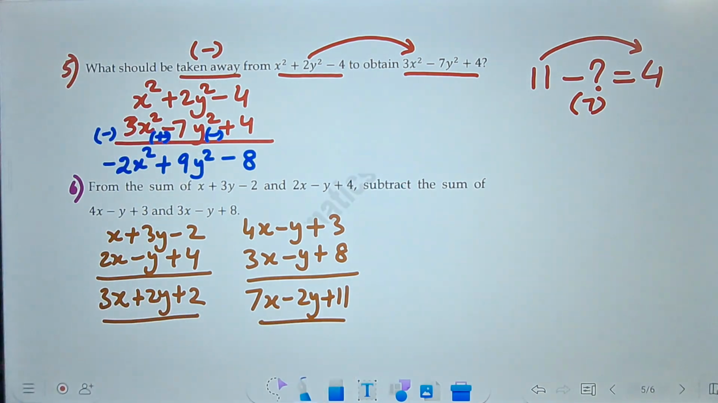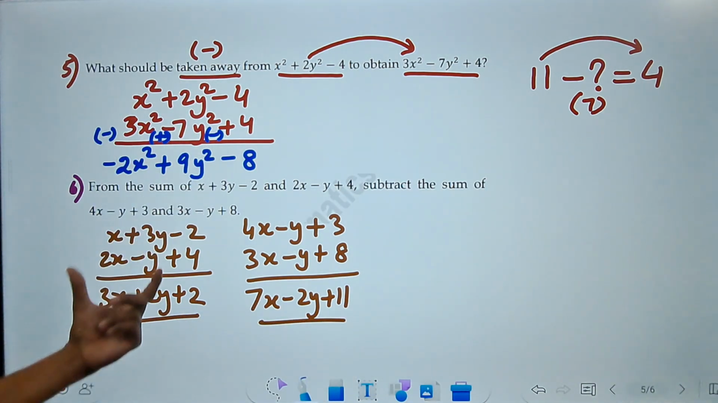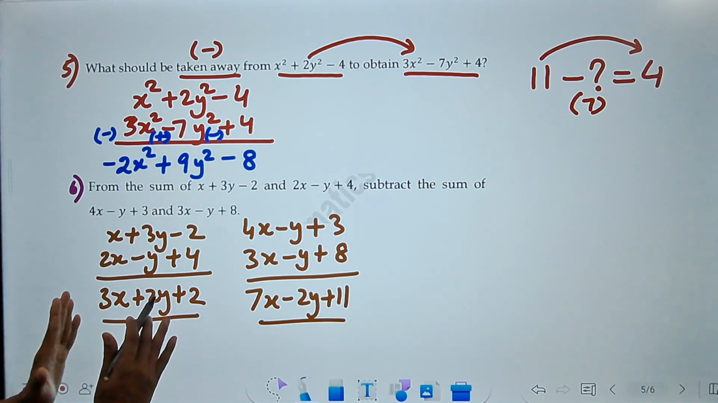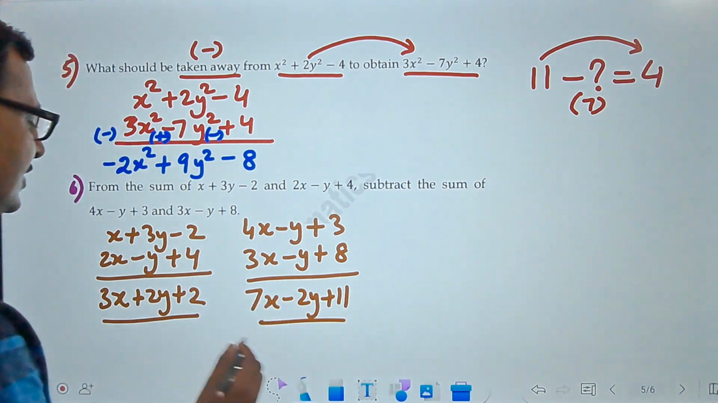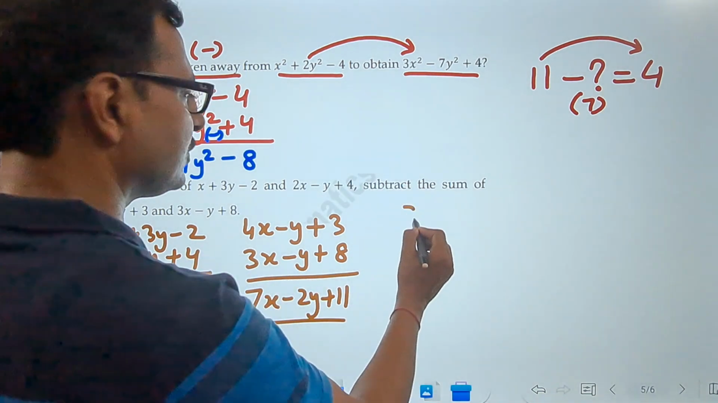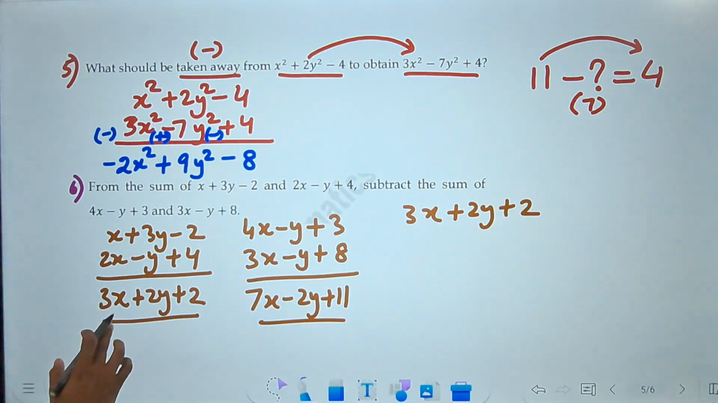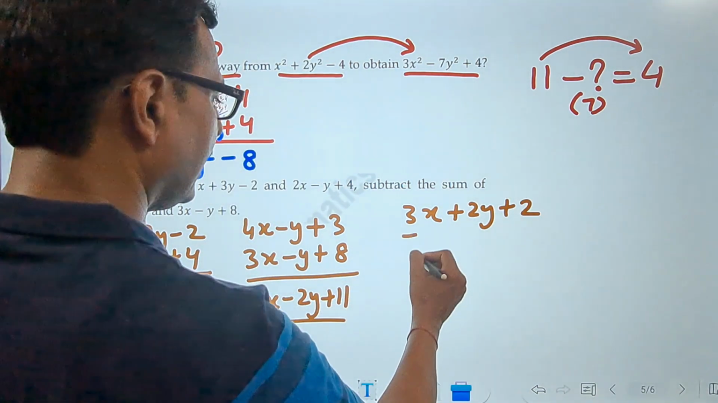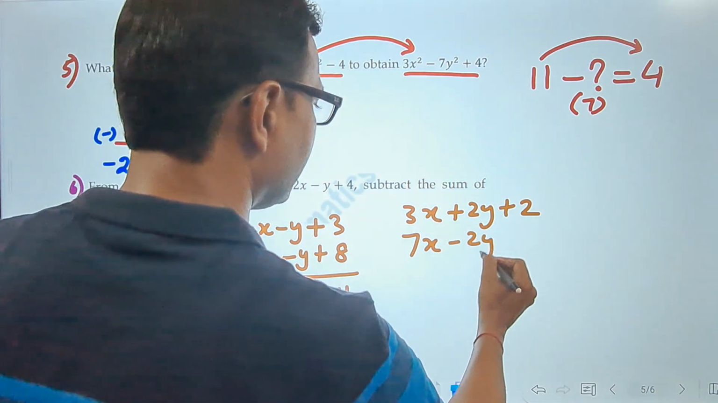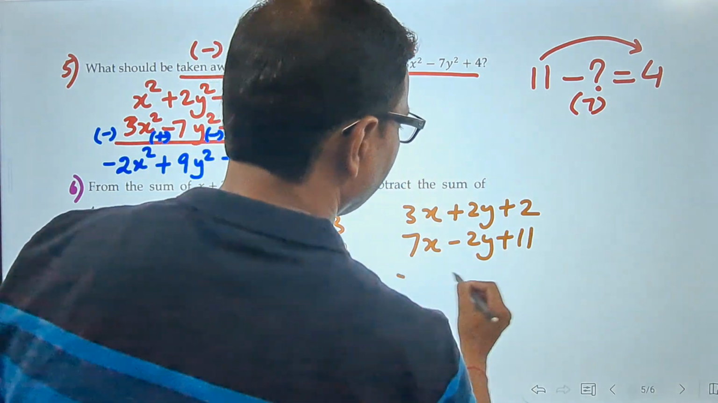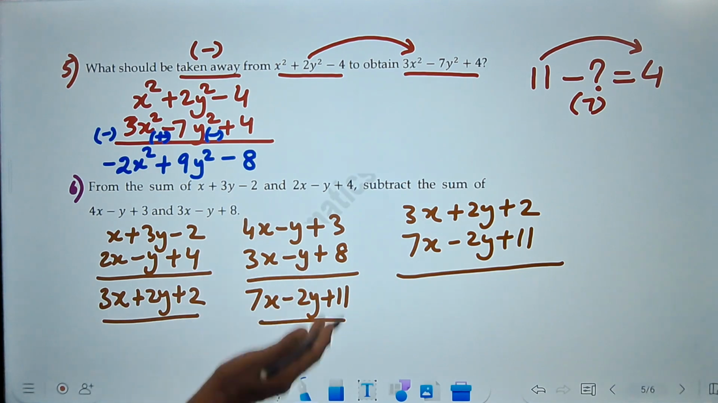So what is the question now? From the sum of this, yeah, that means from this you have to subtract this. So I'll write this first, 3x plus 2y plus 2, which I obtained from the first sum, and from the second sum I obtained 7x minus 2y plus 11. Now I have to carry out the subtraction.